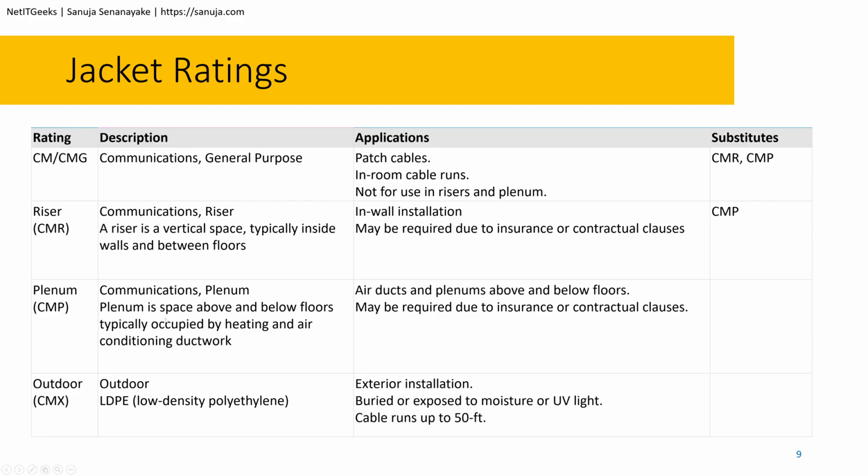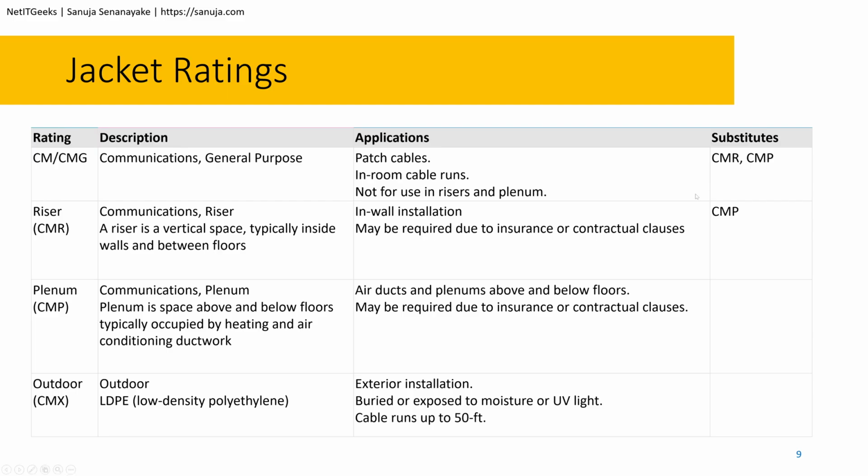CMP, also known as plenum cables, is the communication cable for plenum space, which is the space above the floors and typically occupied by heating and air conditioning ductwork. You can put some of these cables inside the ductwork too. In most scenarios, it won't be illegal. It would be fine in terms of code and law, as long as you use CMP type cables. The air ducts and plenum above and below the floors may be required due to insurance contractual clauses as well as a legal requirement for your jurisdiction. So keep that in mind.